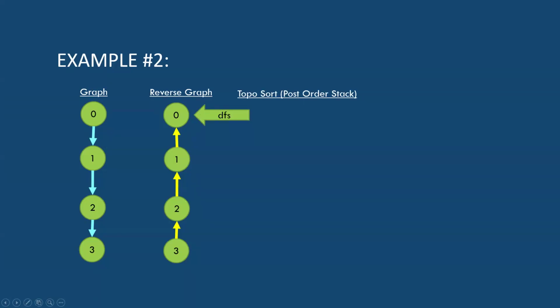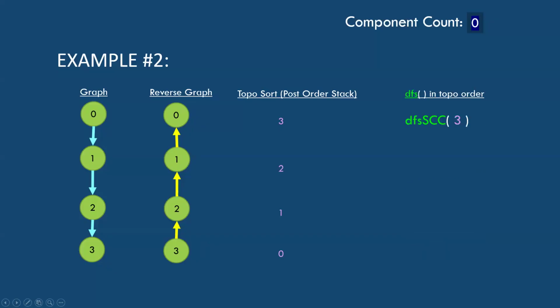So go as far as you can and then unwind. Well, that's pretty trivial. Go as far as you can and unwind. Well, we can't go to 0 because it's been visited. So our topo order is going to basically be 3, 2, 1, 0. So now we'll use that order for our final depth first search on the regular graph. So we'll start at 3. How far can we go? Nowhere, right? We can't go backwards on that edge, okay?